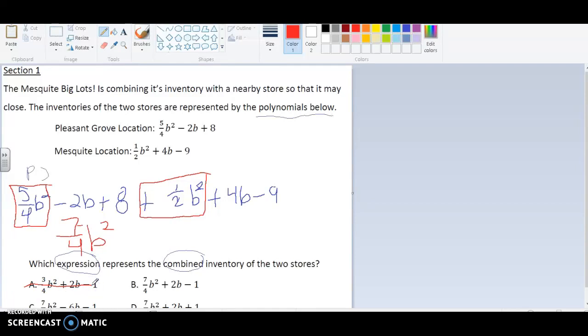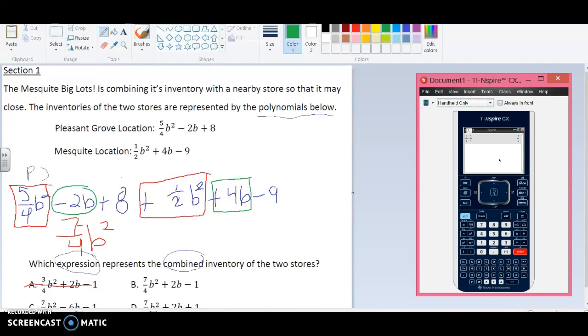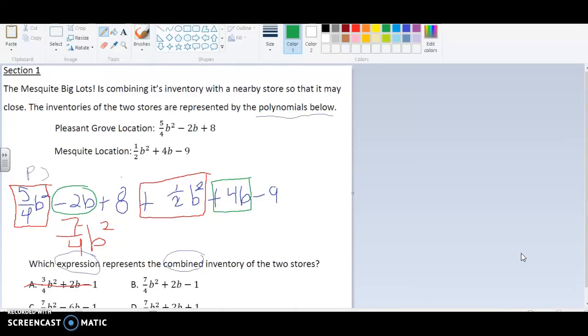All right, and then now let me change colors here. We've got -2b. We need to find other terms that have a b in it. So not this one, but this over here. So -2b plus 4b is what I'd be looking for. So I'm just going to do -2 plus 4. And then that's going to give me +2. So I'm going to have +2b.